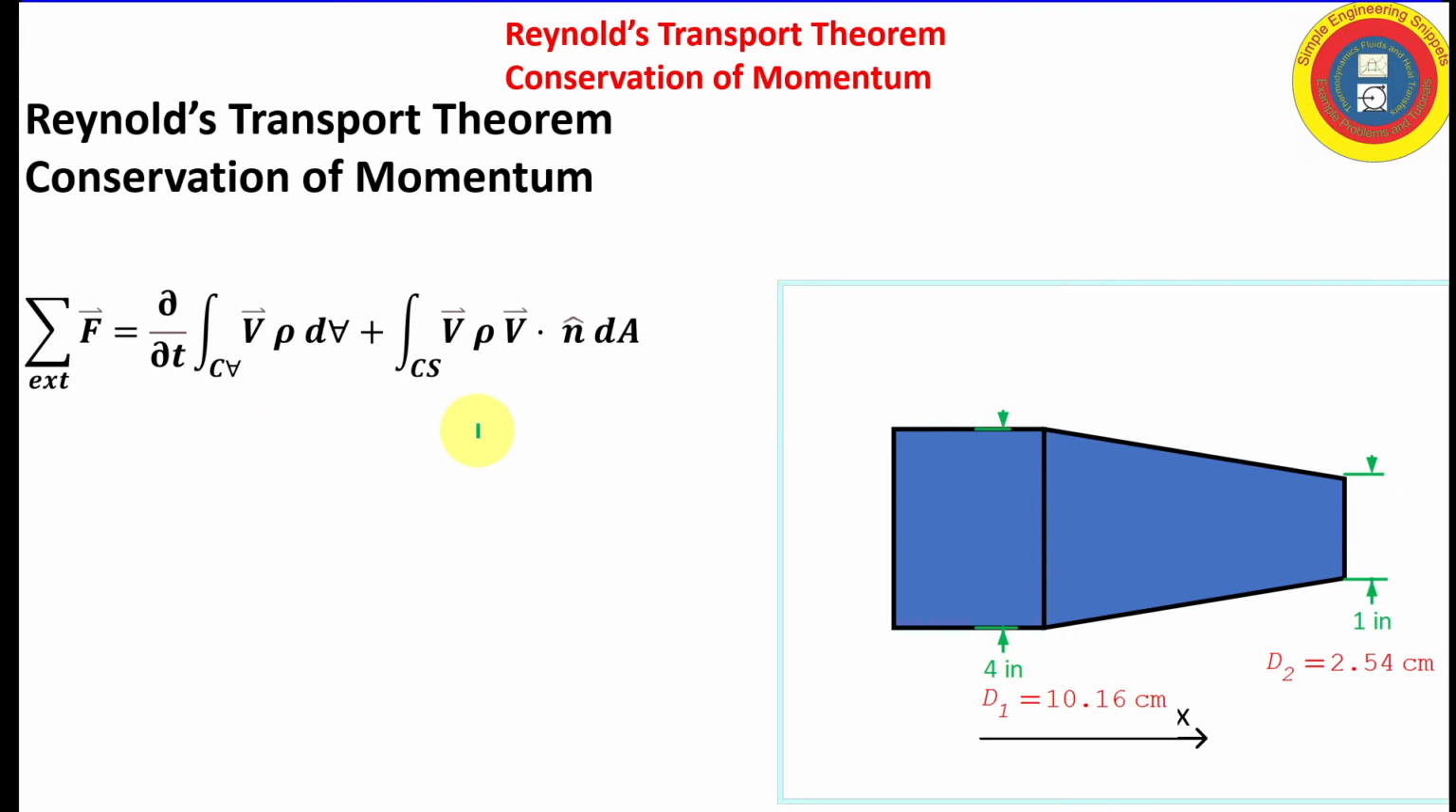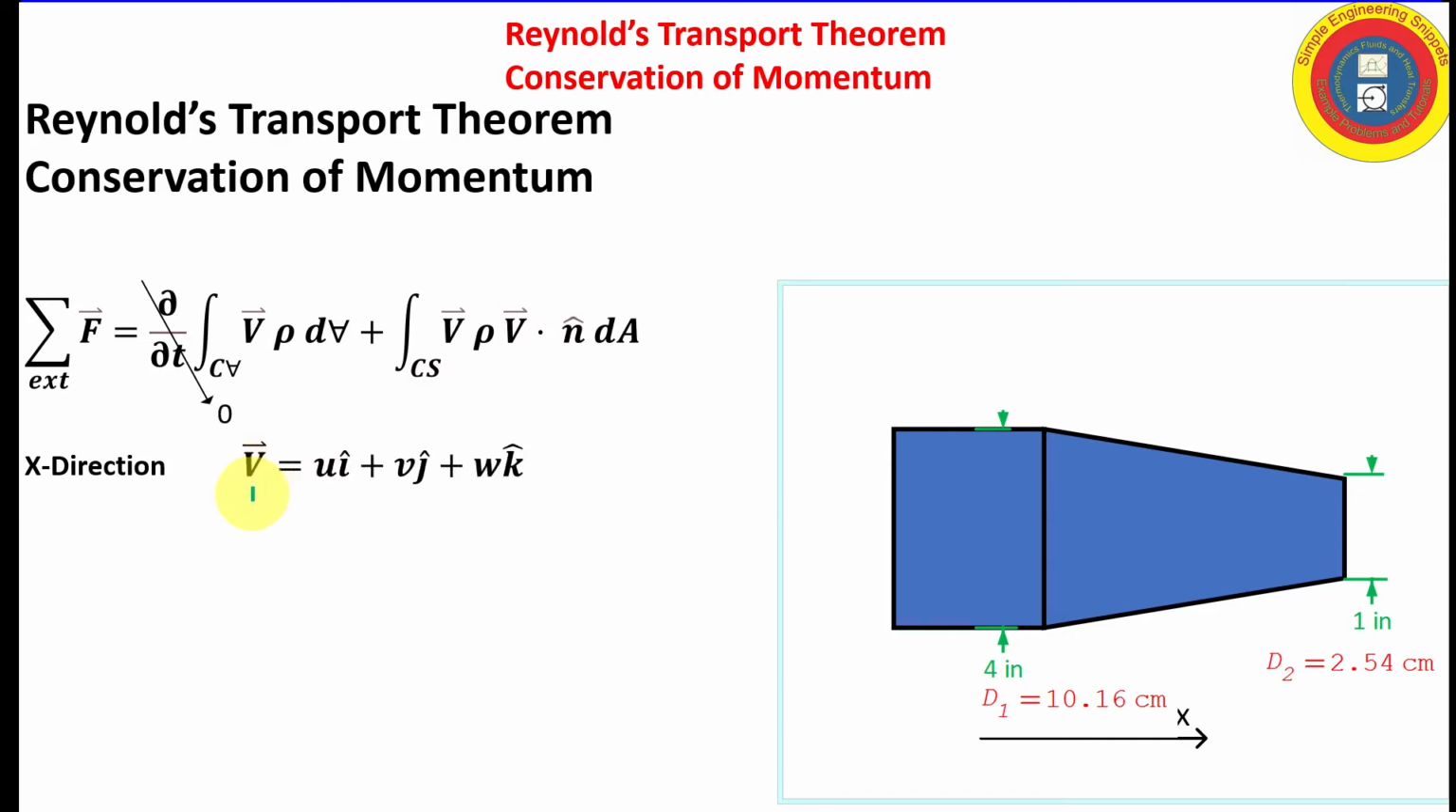And we want to simplify this equation. It's a vector equation, so we're going to break it down into the x direction only. But the first thing we can do is recognize we will be doing a steady state analysis and set the partial derivative with respect to time term, the unsteady term, to 0.